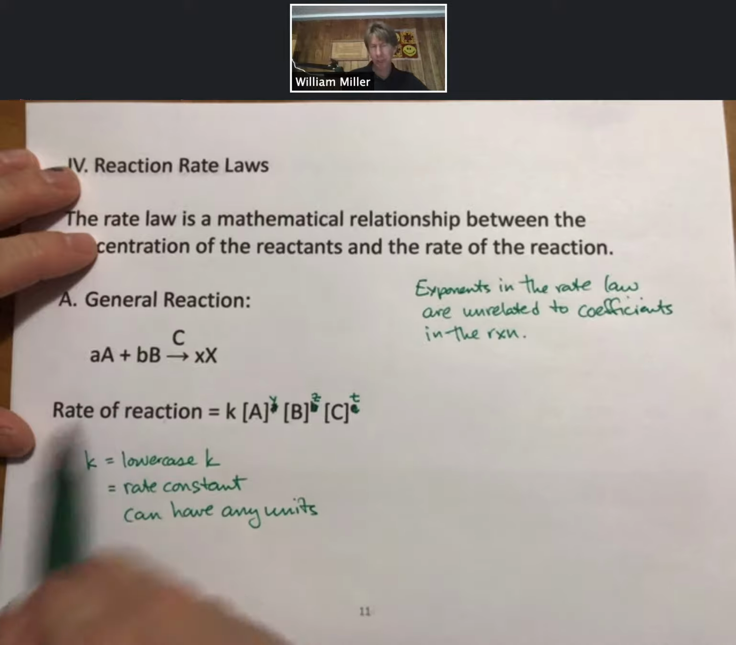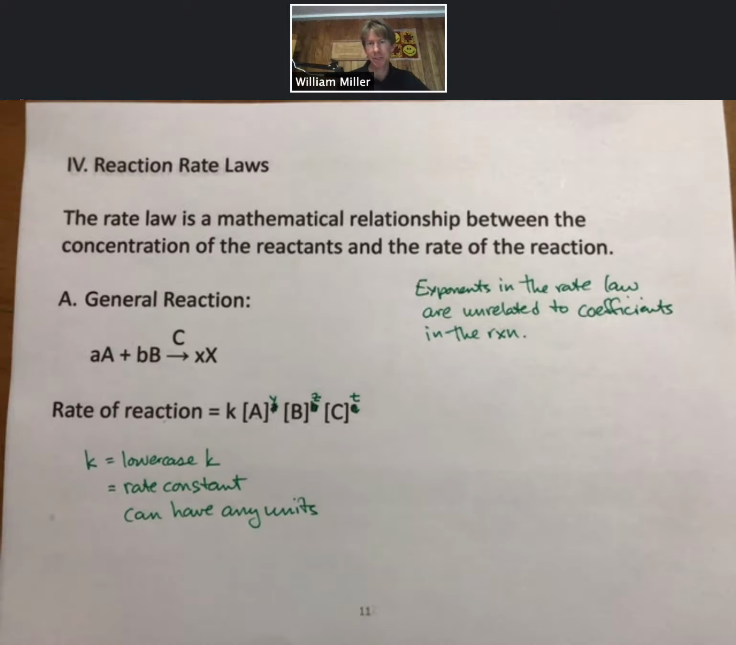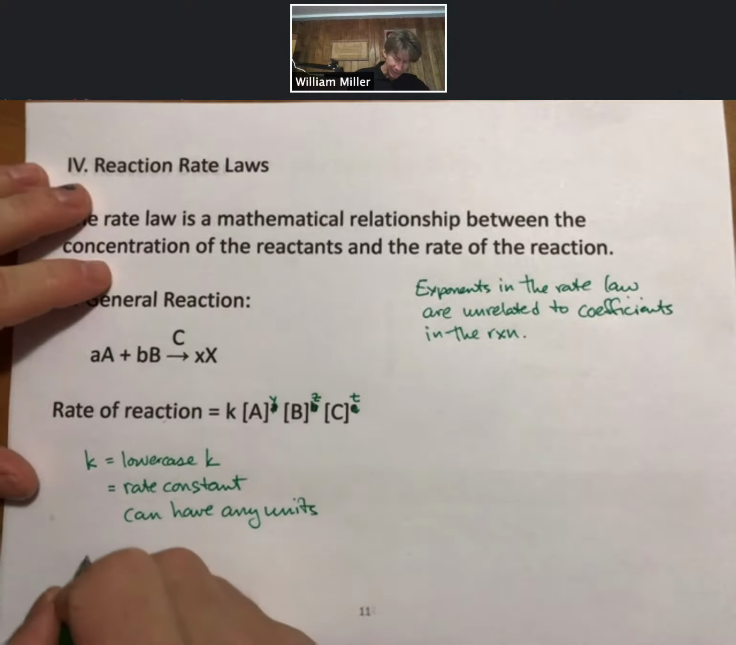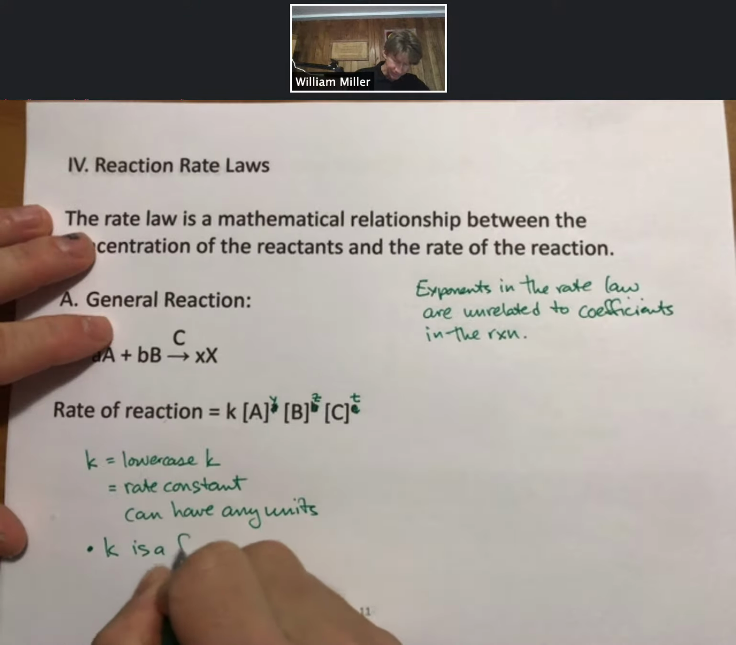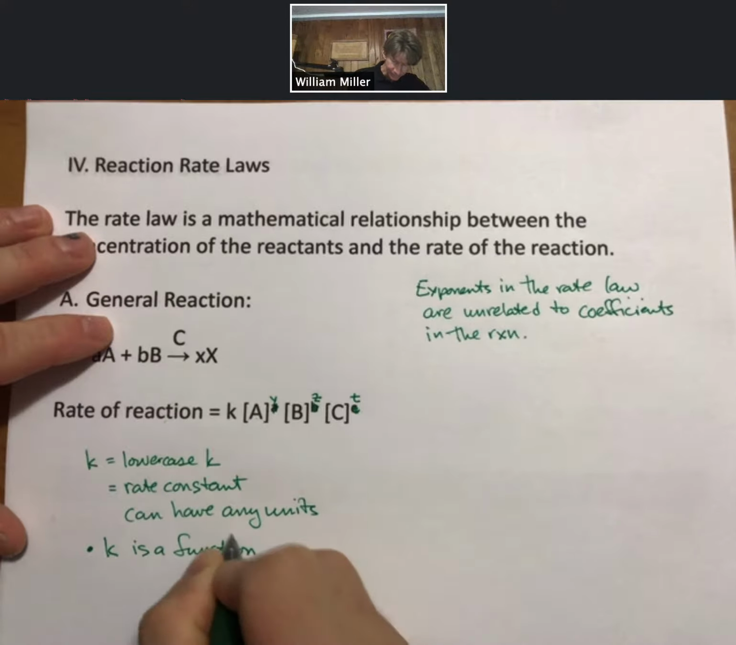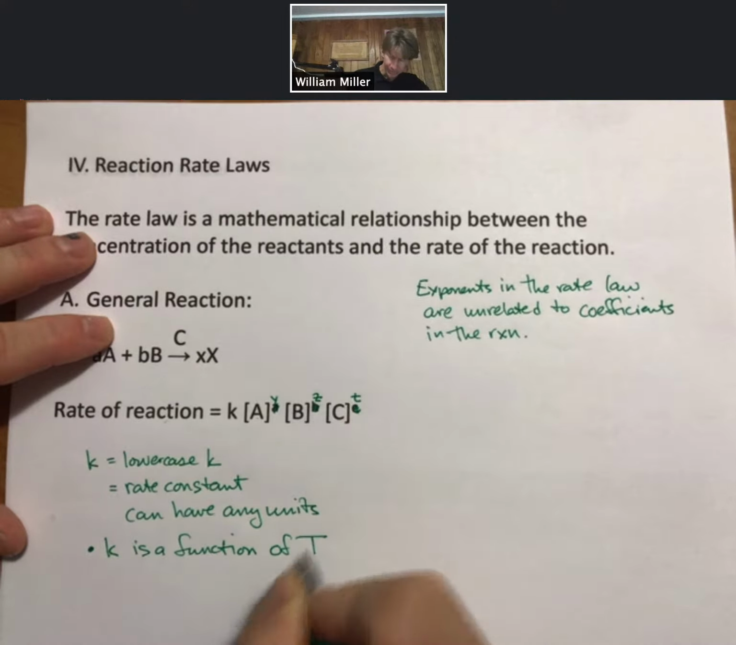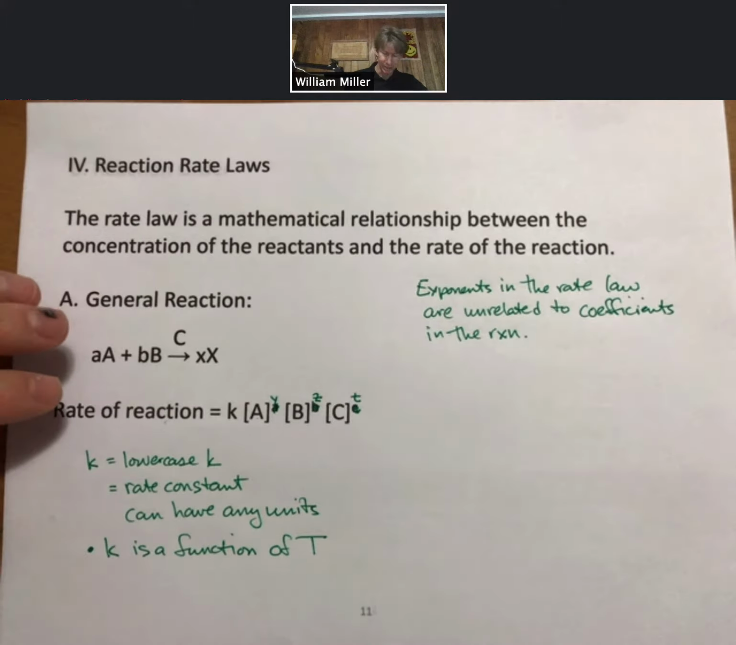So we've seen that rate of reaction is typically in molarity per second, could also be in molarity per hour or molarity per day, could also be in milliliters of gas per minute. So anyway, we'll see some crazy units as we work through this. Note, lowercase k is a function of temperature. Capital T is temperature, but not concentration.